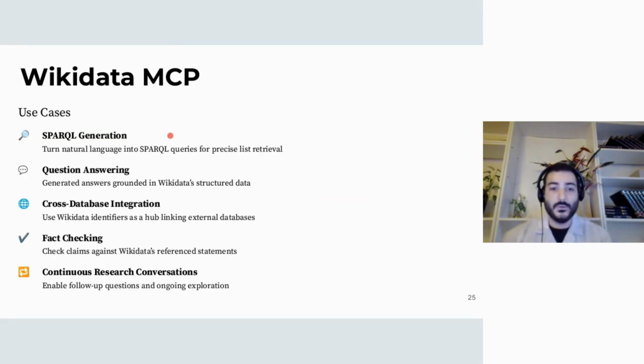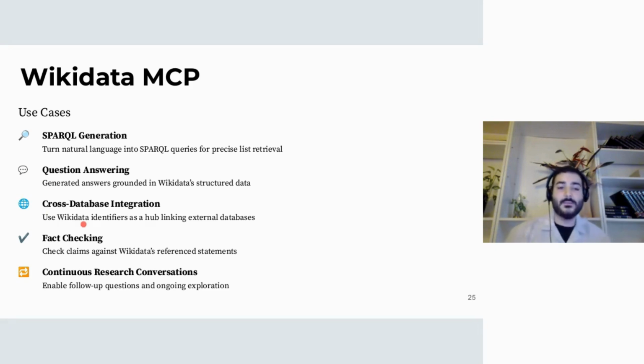So these are some use cases for the Wikidata MCP. One of them being SPARQL generation, which we just saw an example for. Another is question answering, which is kind of like the same thing, but providing the user with an answer from Wikidata rather than a SPARQL query.